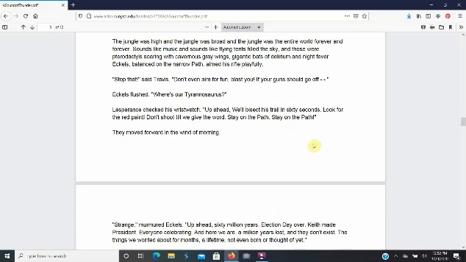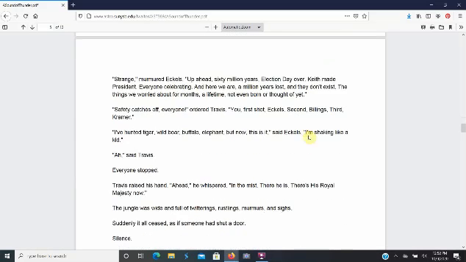Lesperus checked his wristwatch. "Up ahead. We'll bisect his trail in 60 seconds. Look for the red paint. Don't shoot till we give the word. Stay on the path. Stay on the path." They moved forward in the wind of morning. "Strange," murmured Eccles.